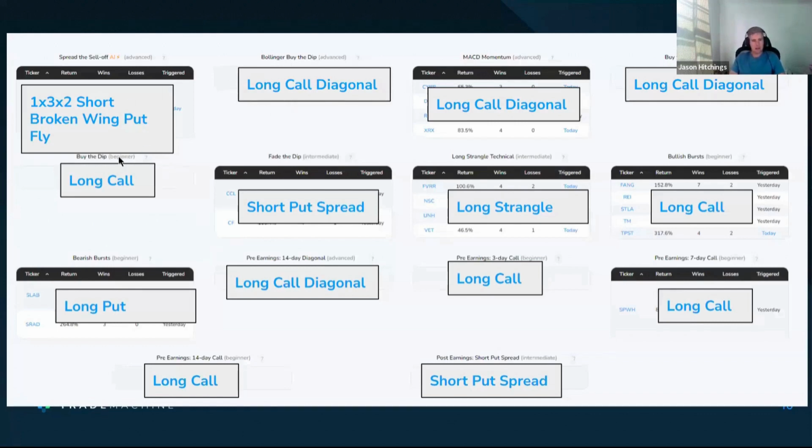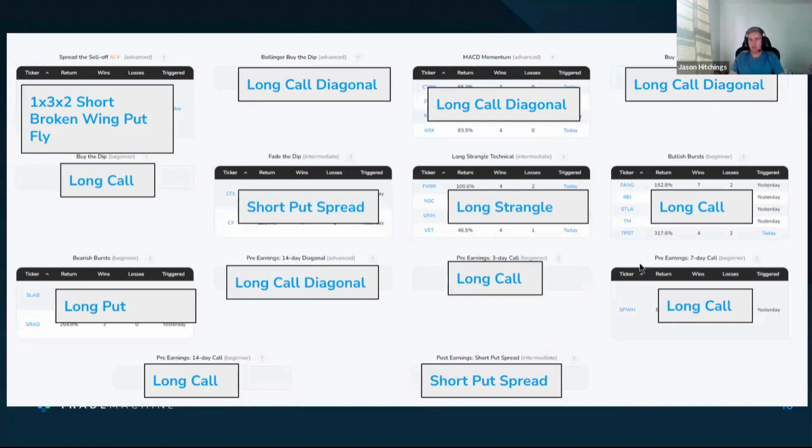These ones that are beginner are all just long calls. You can see in parentheses it says beginner. Here's a short put spread, a long strangle. We're actually going to look at one of these in more detail today. Just a straight long put. So a beginner is either a long call or a long put. This bearish burst is a long put. And then we have earnings diagonal, same basic philosophy as mentioned before about the diagonal.